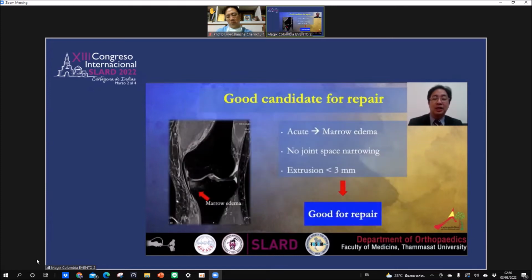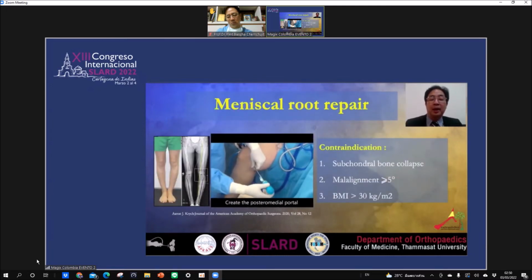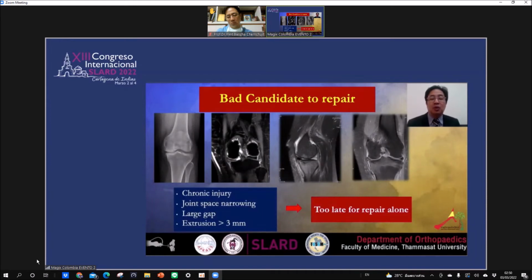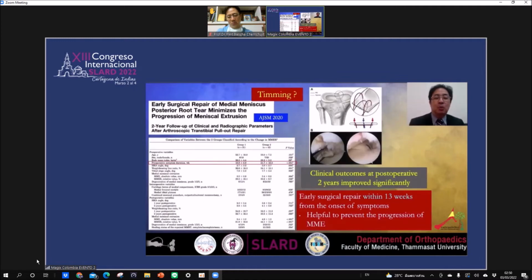The good candidates for meniscus root repair are acute injury, no joint space narrowing, and extrusion less than 3 millimeters. Don't do root repair if there is subchondral bone collapse, malalignment more than 5 degrees, or BMI more than 30. These are the bad candidates for root repair: chronic injury, joint space narrowing, large tear size, and extrusion more than 3 millimeters. What is the proper timing of meniscus repair?